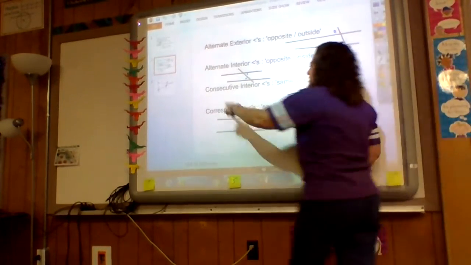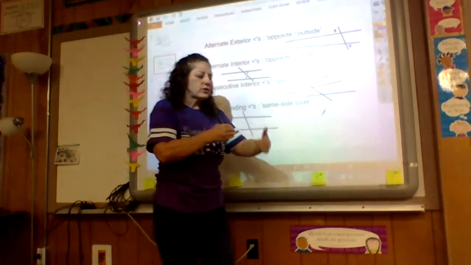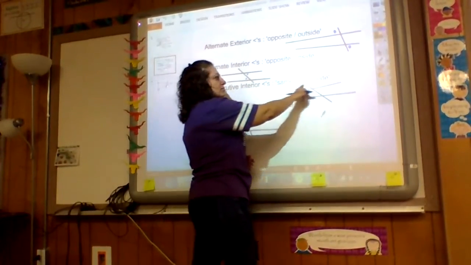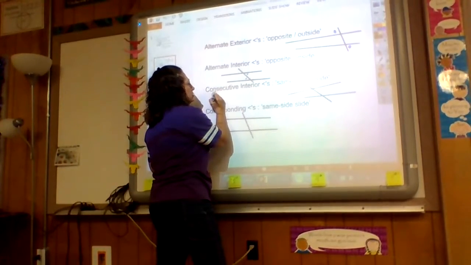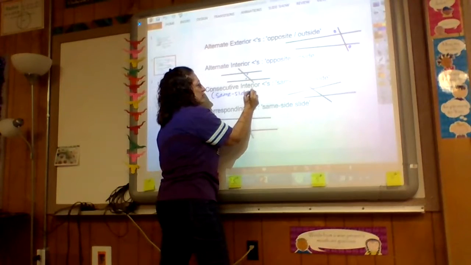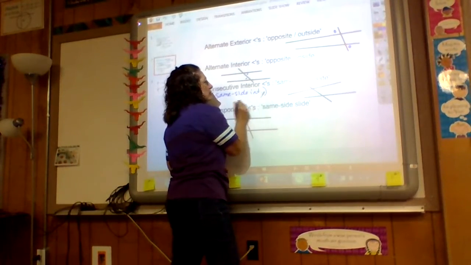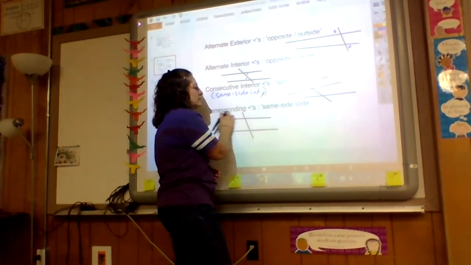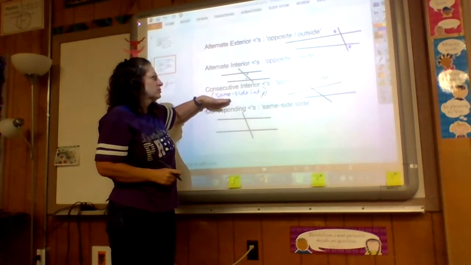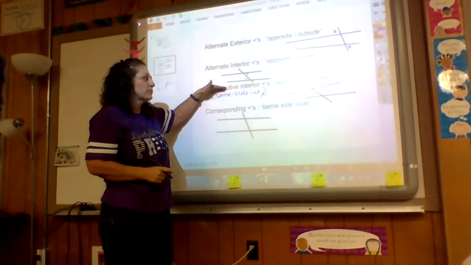Consecutive interior. Consecutive means one right after another. They're next to each other. I put same side inside. You could also name these same side interior. So if this C word and this C word get confused, because it does a lot of times, then instead of consecutive, you can use same side. But I want you to know them as either.